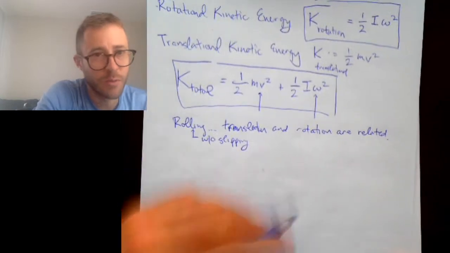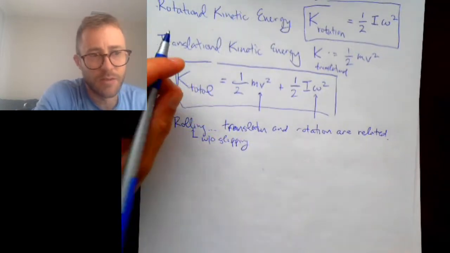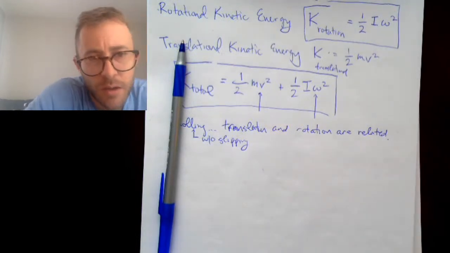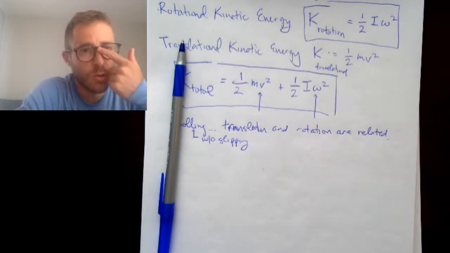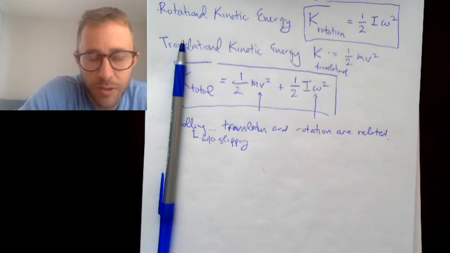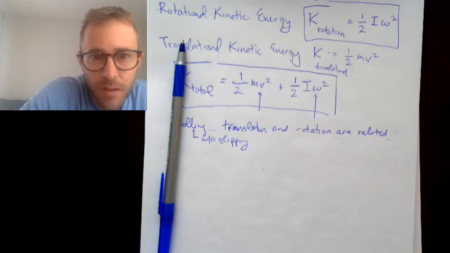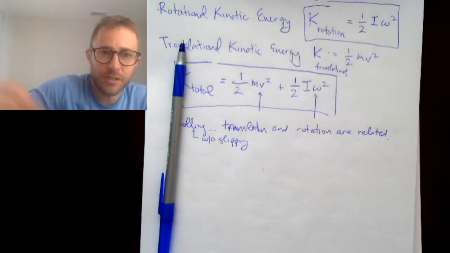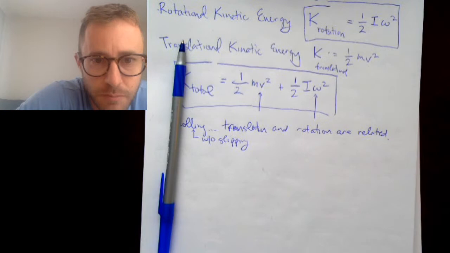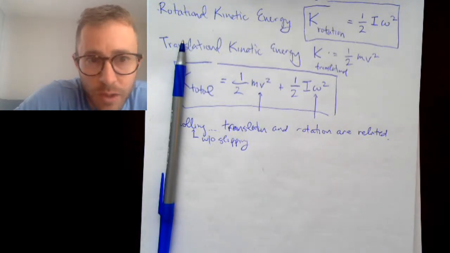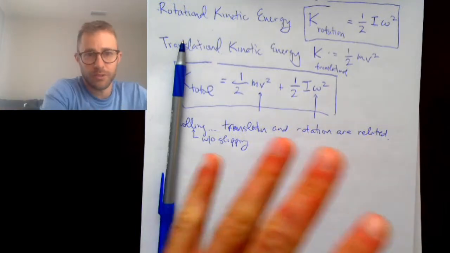If you are rolling without slipping, this is basically how an odometer works on your car. Your odometer on your car doesn't work with GPS. They had odometers before GPS existed. The way that your odometer works on your car is it's counting how many times the wheel spins, and assuming that the wheel is rolling without slipping, that correlates to a certain amount of distance traveled.